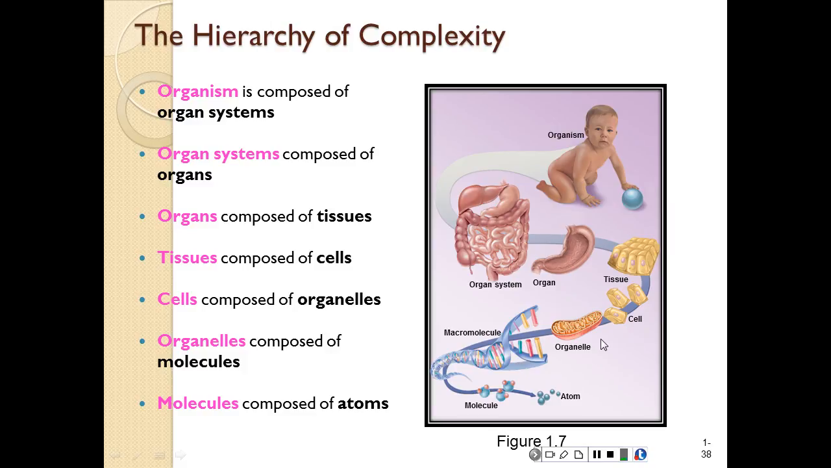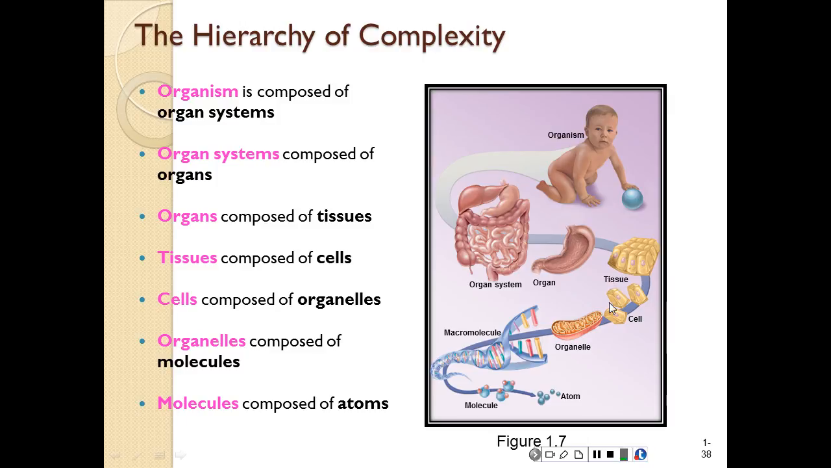These macromolecules, such as the DNA, will form our organelles. Organelles such as the mitochondria, lysosomes, endoplasmic reticulum, smooth and rough, the cytoskeleton, and the nucleus. These are the various organelles they're referring to. And these organelles form what? They form cells. We have different types of cells, such as muscle cells and nerve cells, but they form cells.